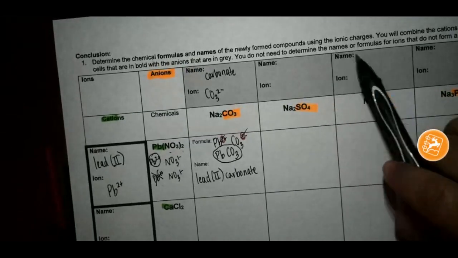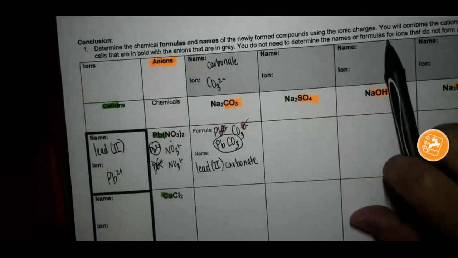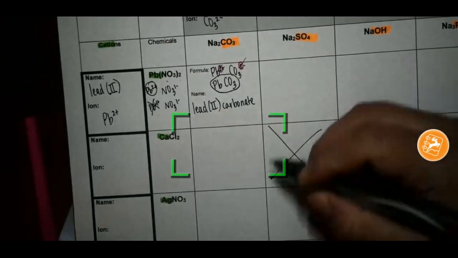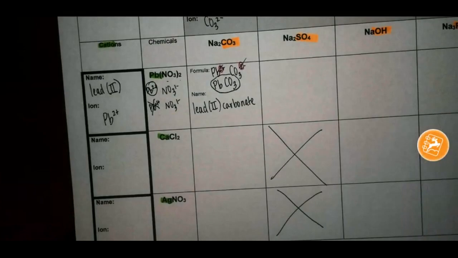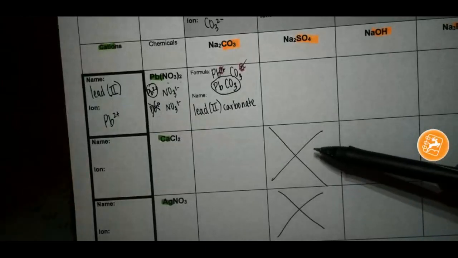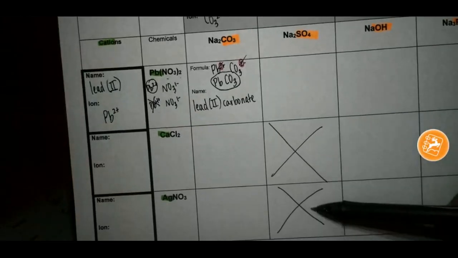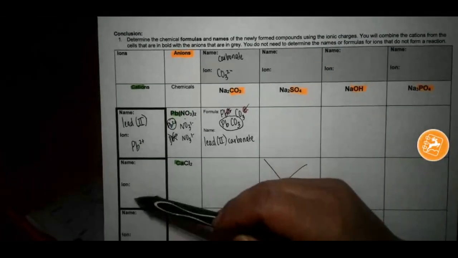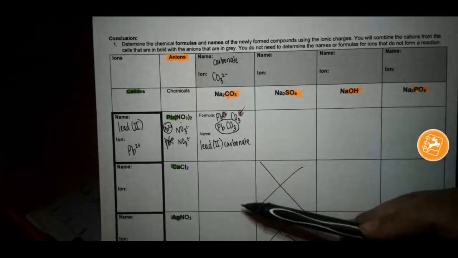Now it says you do not need to determine the names or formulas of the ones that did not have a reaction. So everyone should be crossing out this one and this one, because in the lab we did not have a reaction for this one or this one, which corresponds to these two cells on this lab. So what do you need to do? You need to finish the name and ions here, and then go ahead and fill in the formula and names of these.